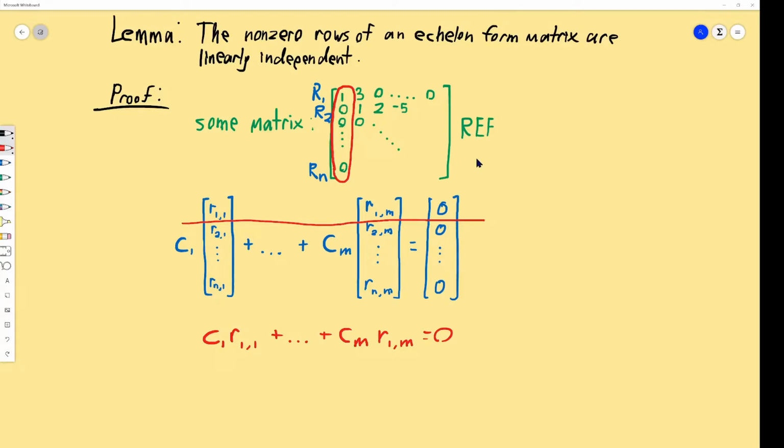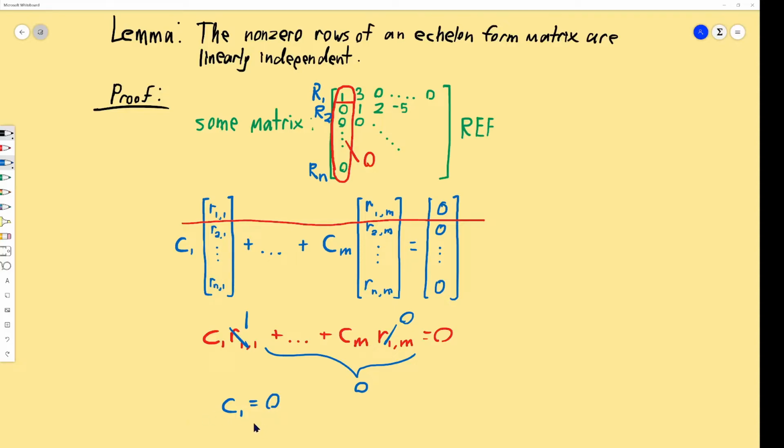In the first column, because this is in row echelon form by definition, the first entry is going to be a 1, and all of those below it are going to be zeros. In this last part of this linear combination down here in red, all of the r's are going to be zeros, because that's what all of these green zeros are here. And we know that the first entry of the first row, or in other words R1,1, is just equal to 1. So this equation says that C1 is equal to 0.